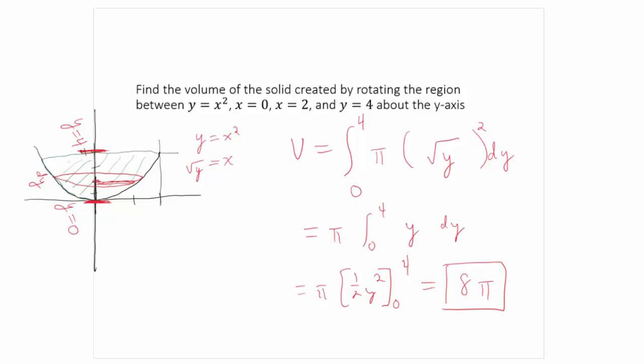And so we can do this, right? All we have to do is change our way of thinking. If we draw the shape and after the rotation we see that our representative disk would have thickness dy, then we have to adjust our integral to be in terms of y rather than in terms of x.